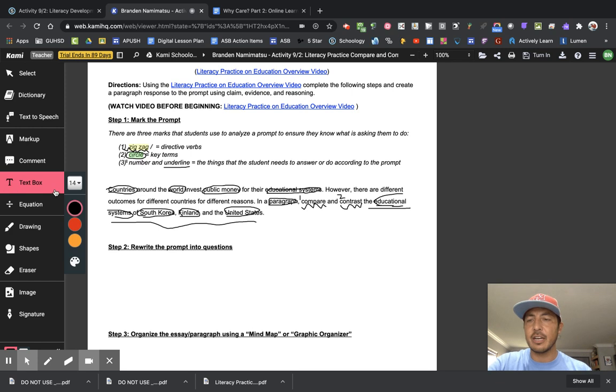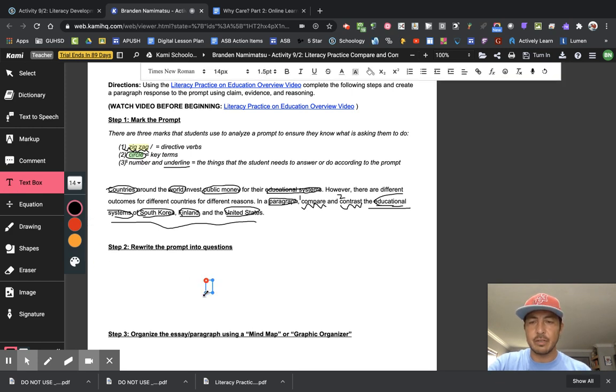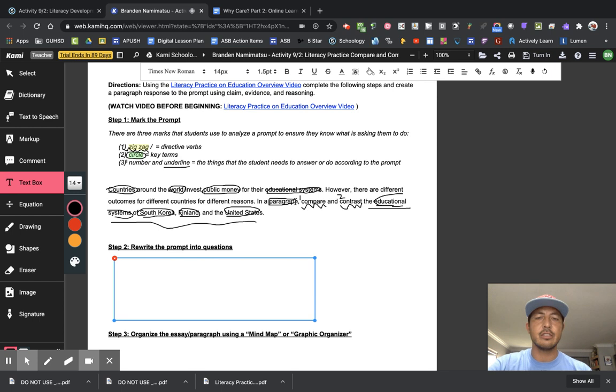Next, we're going to install a text box here, and we're going to try to do this now. So there's my text box. And what we're going to do on this text box is we are going to rewrite the prompt into questions. And these are where our numbers help out. So I know there's a number 1 and a number 2. It looks like there's 2 things. So number 1, compare. We got to figure out what compare means. Compare usually means to tell about the similarities or differences, but this one has contrast, which is differences.